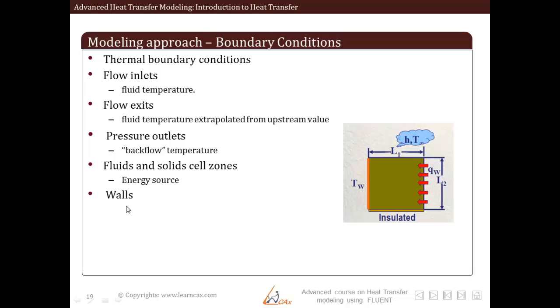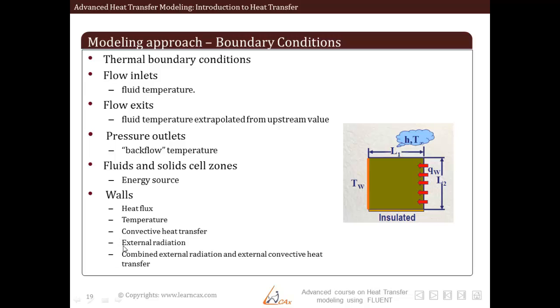For all types of walls, we can have heat flux boundary condition, temperature boundary condition, and convective heat transfer boundary condition. We can also have external radiation and combined external radiation and external convective heat transfer. We will discuss these one by one and how to set them up within Fluent.